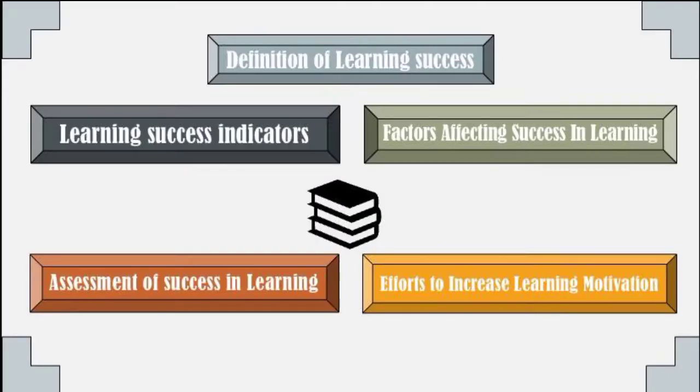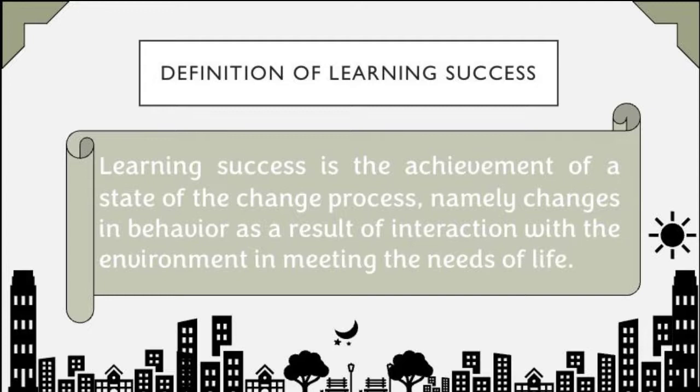In here, I will explain about the material. The first is definition of learning success, and the second is learning success indicators, and third is factors affecting success in learning, and the fourth is assessment of success in learning, and the last is effort to increase learning motivation. Okay, the first material is definition of learning success.